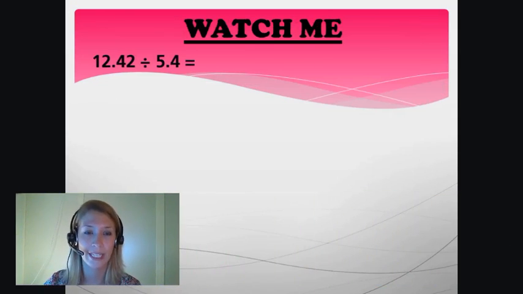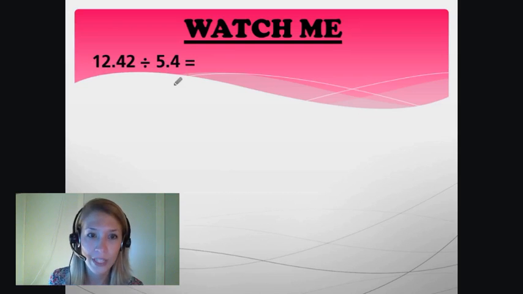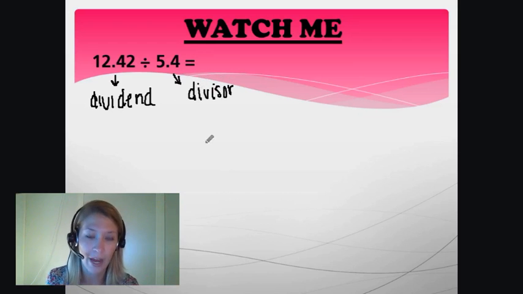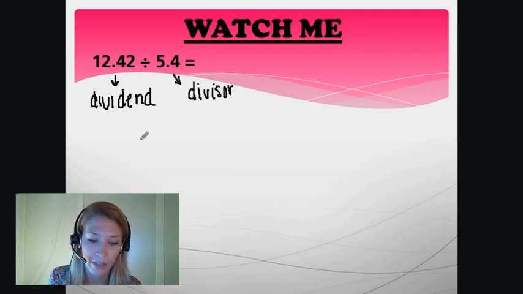So let's take a look at an example together. Here we have 12.42 being divided by 5.4. Using that terminology, 12.42 is our dividend. Sorry for my sloppy writing. And 5.4 is our divisor. That's the number we're dividing our dividend by. So rewriting that, it would look like this. We have 5.4 divided by 12.45 is being divided by 4.5.